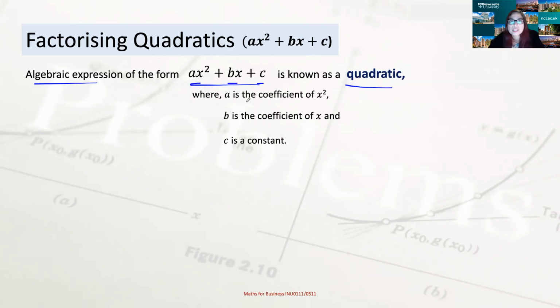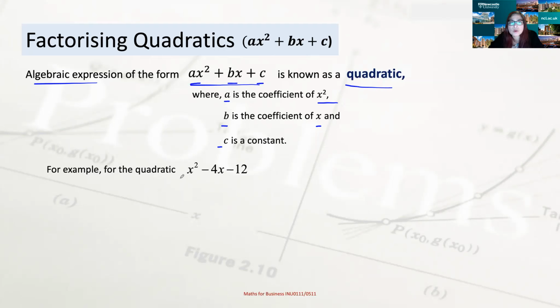So where a is the coefficient of x squared, b is the coefficient of x, c is a number constant. It's a constant number. It's a constant value.